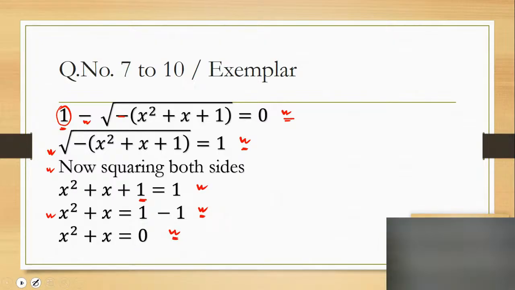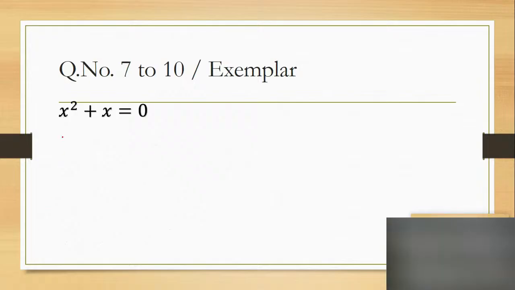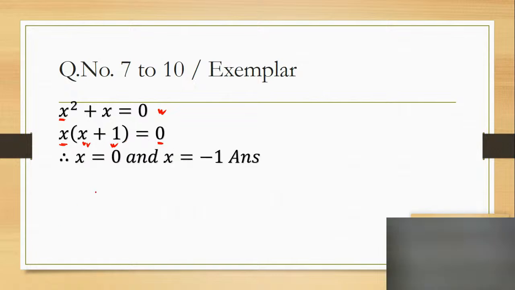So the final step here will be x square plus x equal to 0, and we take x as the common factor. Then we get x times (x plus 1). The first time x equal to 0 and the second time x plus 1 equal to 0, then we get x equal to minus 1. So therefore x equal to 0 and x equal to minus 1. So this is the answer. Hope there is no problem to understand the solution of this question.